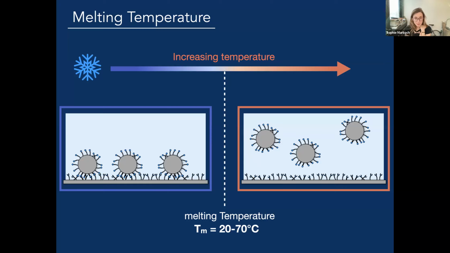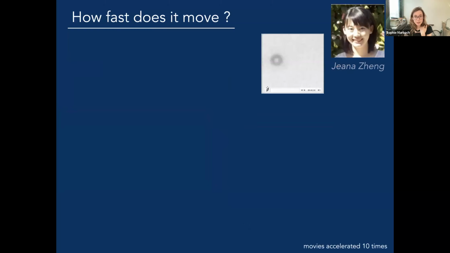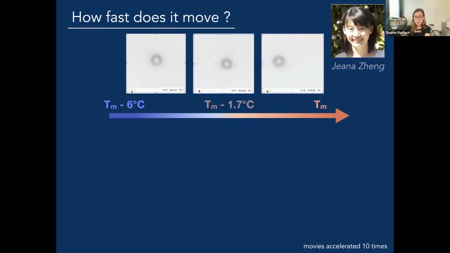Okay, so then what do we do? We start measuring how fast it moves. So we do standard microscopy experiments where we look at our particle from on top. This is an image of a particle of 1 micron in size. We can track it with time. It performs a random walk. And we can track it at a given temperature, but we can track it also at lower and lower temperatures. And here I show, for example, a movie 6 degrees below the melting temperature, and one at the melting temperature.